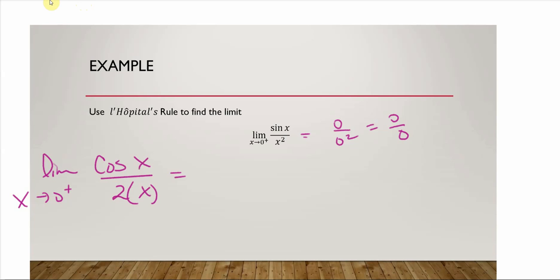I'm going to use the law of limits here. So the cosine of 0 is going to be 1, and 2 times 0 is going to give me 0. So I have 1 over 0. So that means that I have undefined. Okay?